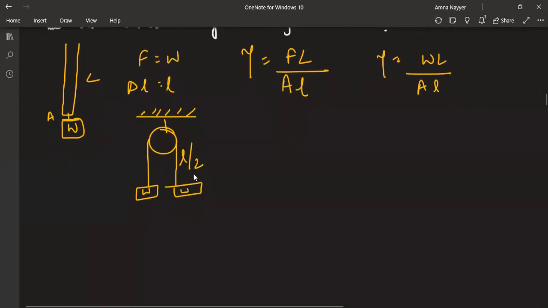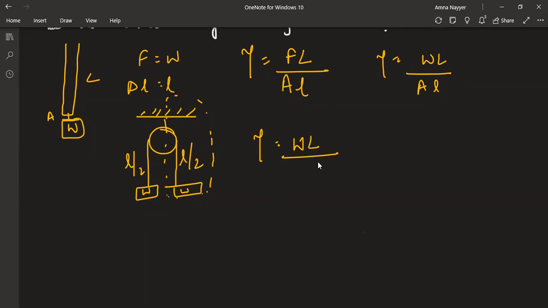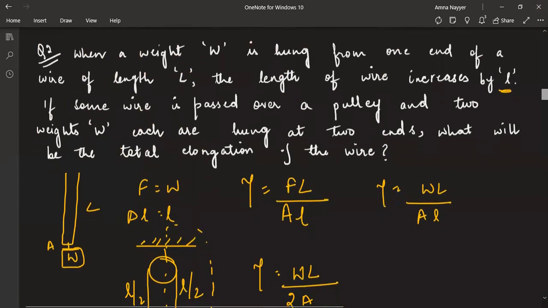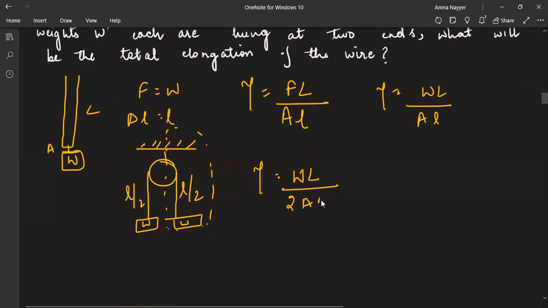This part will be L by 2. This part will be L by 2, right? So if you just take out one part of it for W, what will be the Young's modulus? Young's modulus will remain the same. W will be there. Here the length will become L by 2. Area of cross section A, and the length that it increases, that we do not know. We have to find total elongation only. Let's say delta L. Right.